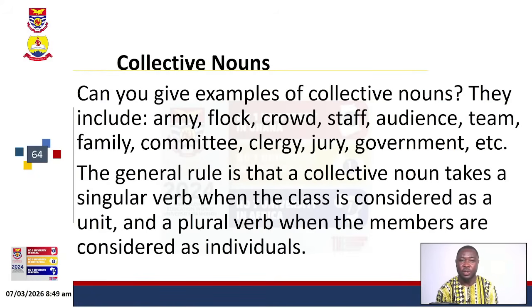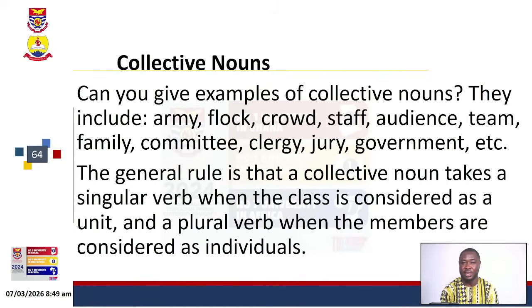Good. So now we also look at collective nouns. How do collective nouns also behave in the subject verb concord discussion? Can you give some examples of collective nouns? They include army, flock, crowd, staff, audience, team, family, committee, clergy, jury, government, etc.